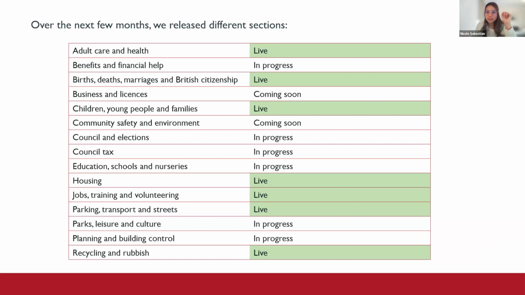I'll go into a bit more detail after my demo as to why we did them in batches, but each section had a range of number of pages under them. Say, for example, the housing section had hundreds of pages, whereas jobs, training, and volunteering only had 12 pages.